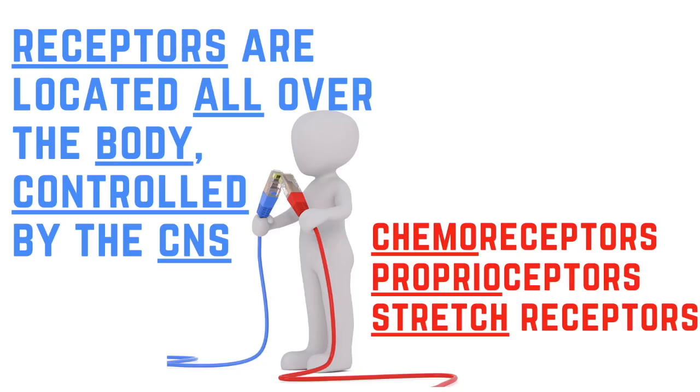All over our body, we have things called receptors. Now, these receptors are like detectives. They're located all over the body, connected and controlled to the central nervous system. The three receptors we're going to focus on in the respiratory system is chemoreceptors. And if you focus on the chemo bit, it's talking about the chemicals, it's talking about the change of chemicals within your blood, and that's the chemoreceptors. We have proprioreceptors, detecting movement, and stretch receptors, detecting a stretch within the lungs.